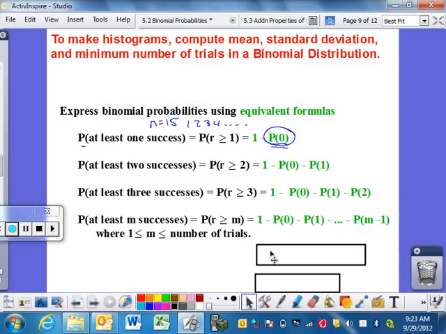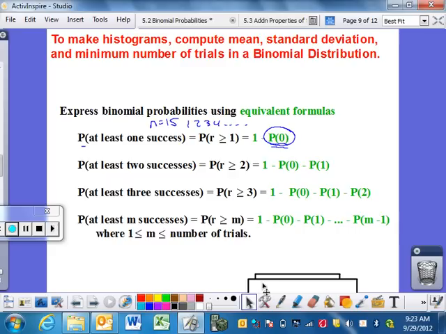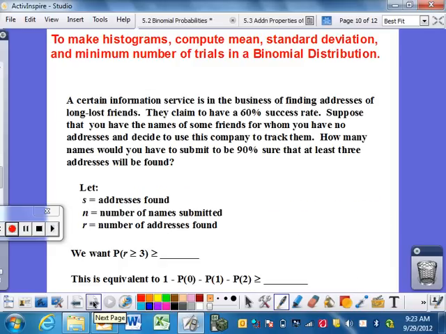Contrary, if I want something that's at least 3, then I go less than the 1, 2, and 3, or 0, 1, and 2, and I would subtract from 1. And here's your general thing. Basically, whatever R is, or the M, or your 3, you just add up the stuff that's less than it. So let's dig in here and see if we can figure out how these work.